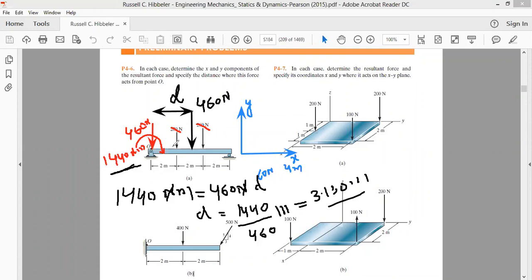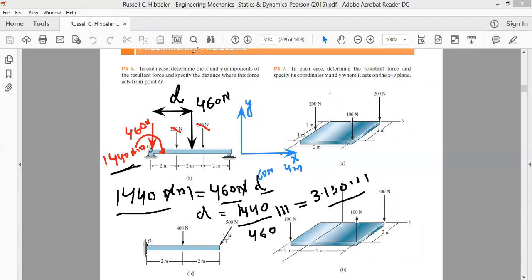Okay, that means when we are translating this force of 460 Newton from point O to a distance d, we are saying that the magnitude and the direction of 460 Newton does not change, number one. Number two, this force of 460 Newton at a distance d produces the same moment at point O as the moment of 1440 Newton meter. So the 1440 Newton meter moment should be equal to the moment created by a force of 460 Newton at a distance d. Therefore, d comes out equal to 3.130 meter.